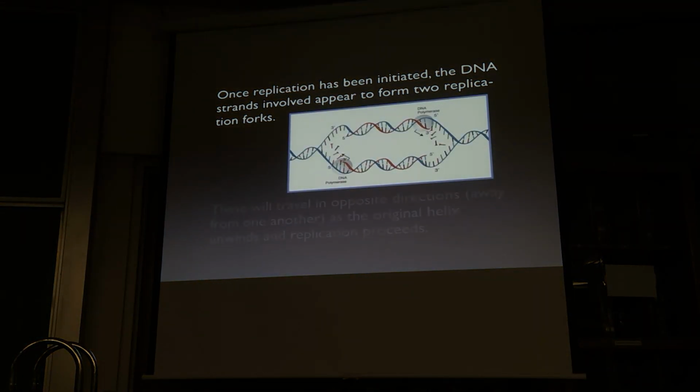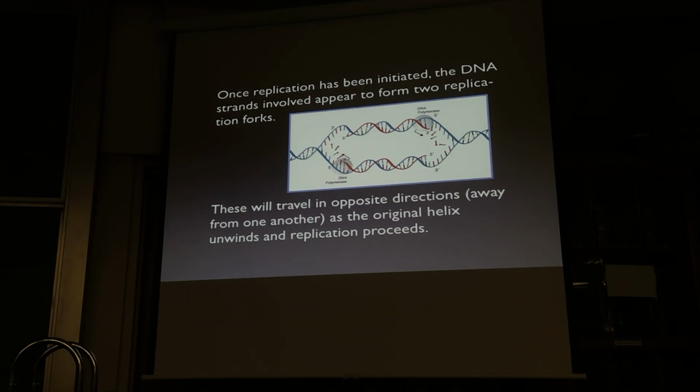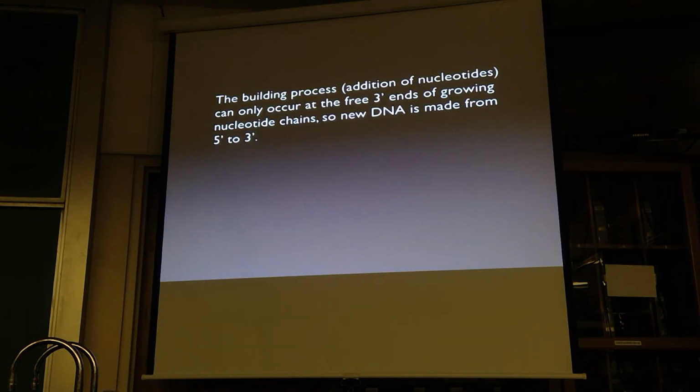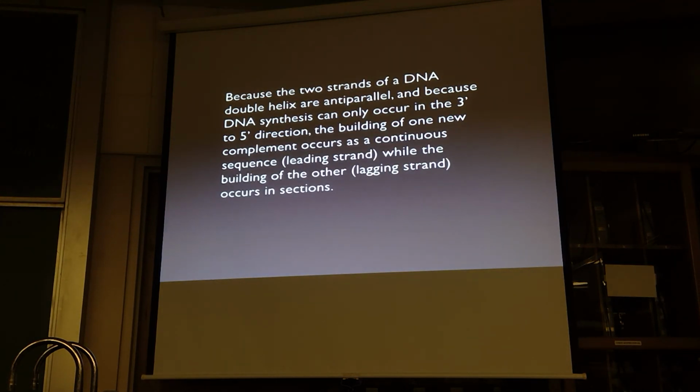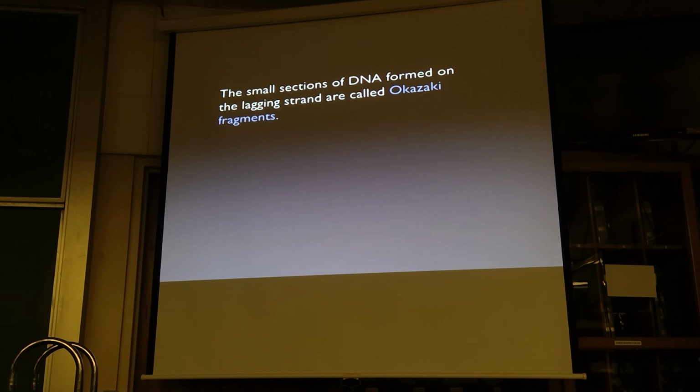And again, lots of diagrammatic representations of what's going on. The DNA polymerase enzymes, once they're attached, are going to be moving away from the origin in opposite directions. But because nucleotides are added only at the free 3' ends, the DNA is built from 5 to 3. Templates are upside down. Consequently, one gets built as a continuous sequence, that's the leading strand, and the other, the lagging strand, is built in a series of sections. And these sections are called Okazaki fragments. They're named after Dr. Okazaki, who apparently discovered them.